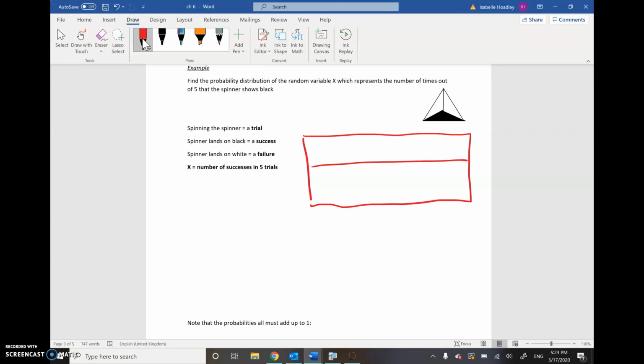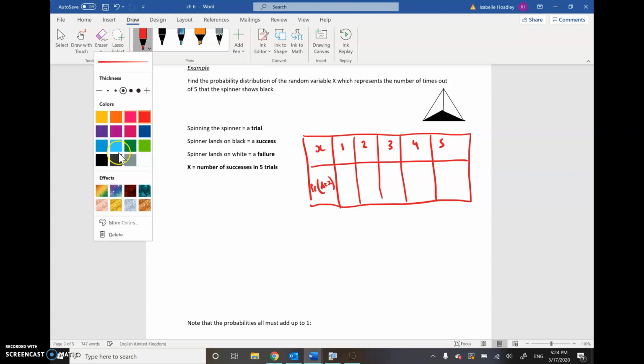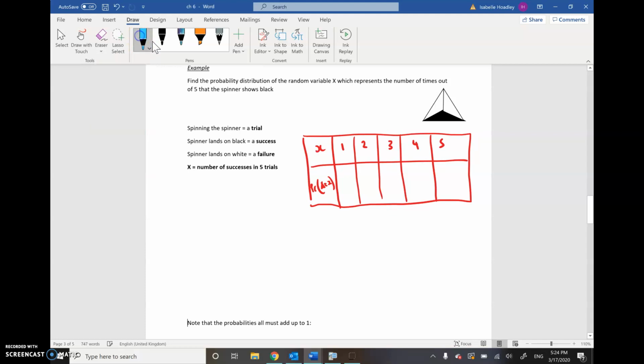So we've got x: 1, 2, 3, 4, 5. There are our possible outcomes. And we have the probability where X equals x. Sorry, I'm running out of room. Alrighty, so if we're now going to work out the probabilities of these occurring, we can use our binomial distribution.